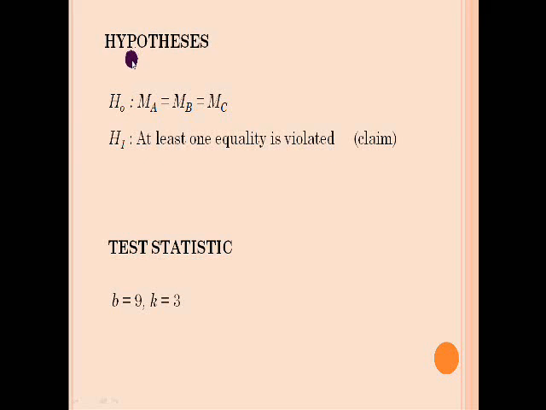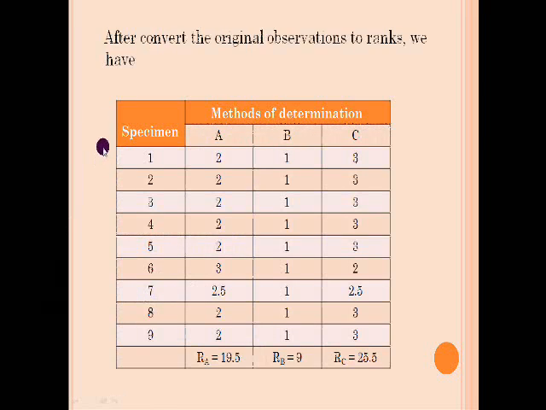So for the hypothesis, H null: median A is equal to median B and is equal to median C. H1: at least one equality is violated, which is our claim. For the test statistic, we know that the number of blocks is equal to 9 and the treatment is equal to k. And we need to convert the original observations into ranks.